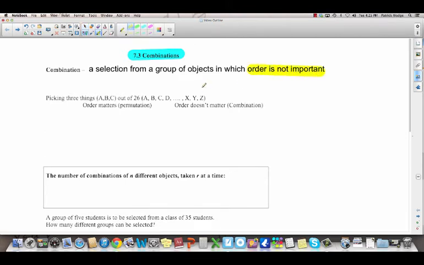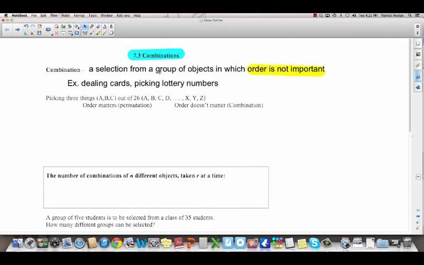Remember last time, permutations, we said the memory device was permutations, position. The position or the order of things matters. But with combinations, order doesn't matter. So an example of that would be like dealing cards. When you're playing cards, it doesn't matter whether you get dealt the Queen of Spades as the first card or the fifth card. It's just one of the cards in your hand, right?